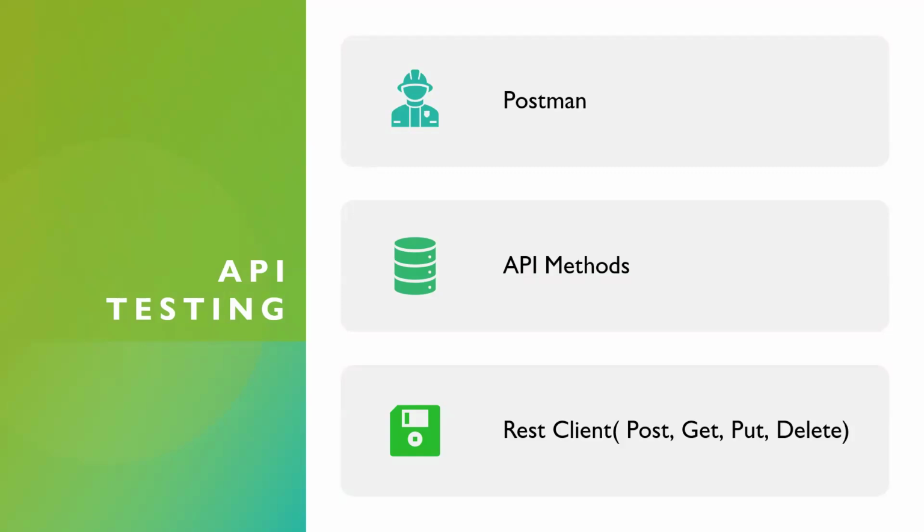Okay, and in API testing, we have different API methods like post, put, get, delete, patch. I'm going to cover each and every method and each and every scenario we have in API testing in this module. For manual, we go for the Postman tool, and for automation, we go for REST client.